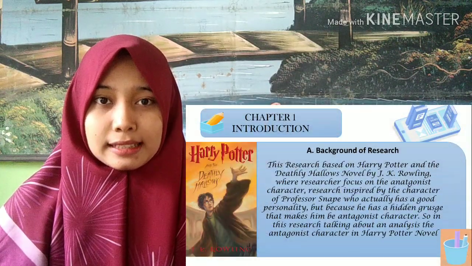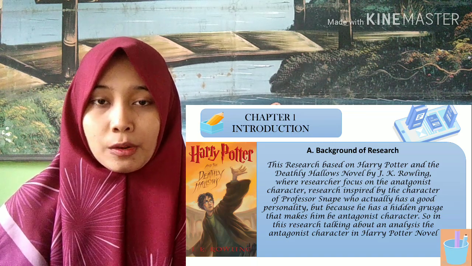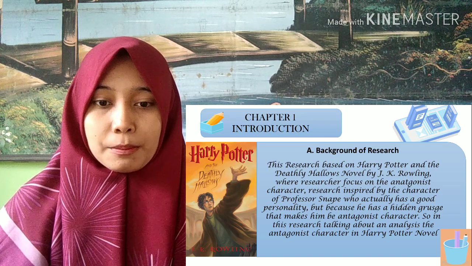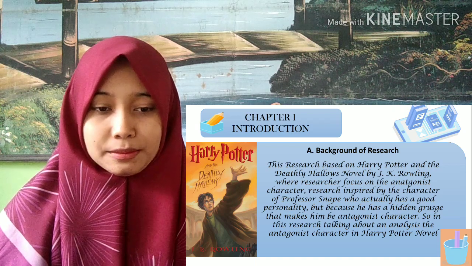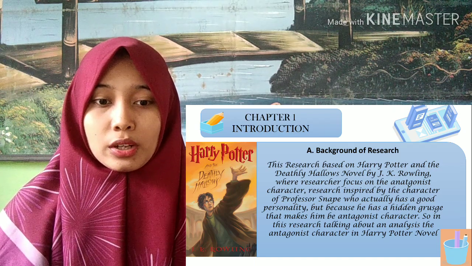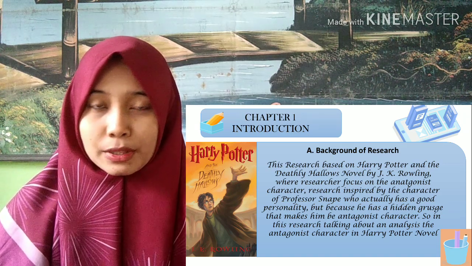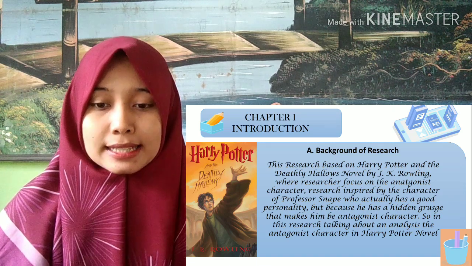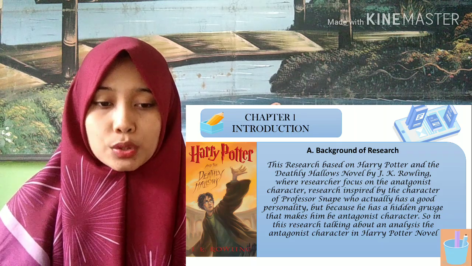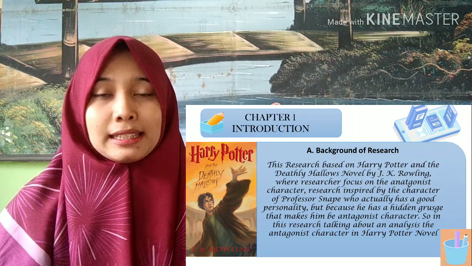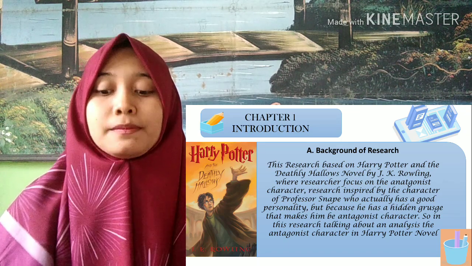As you can see in the first slide, Chapter 1, Introduction, there is a background of research. This research is based on the Harry Potter and the Deathly Hallows novel by J.K. Rowling, where the researcher focuses on the antagonist character of Professor Snape, who actually has a good personality, but because he has a hidden grudge that makes him be an antagonist character. So this research talks about an analysis of the antagonist character in the Harry Potter novel.